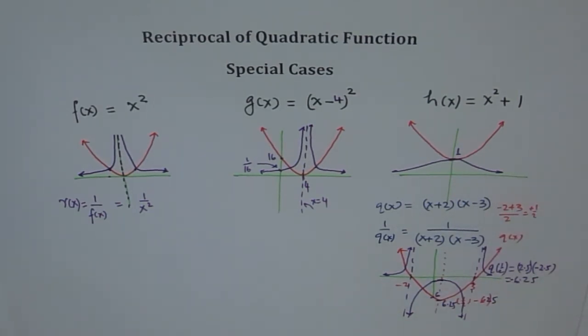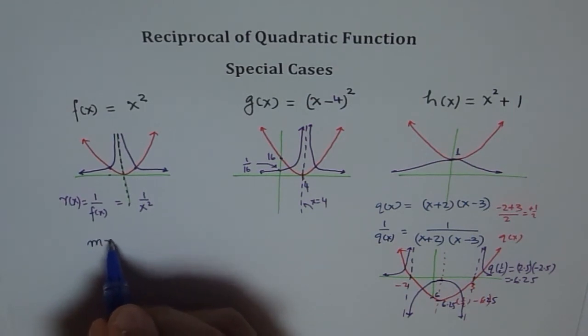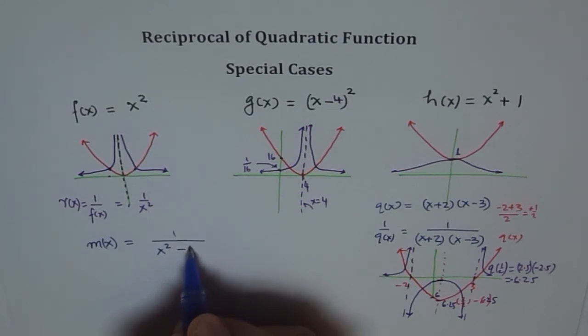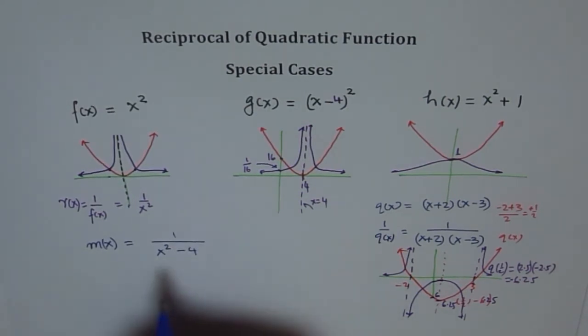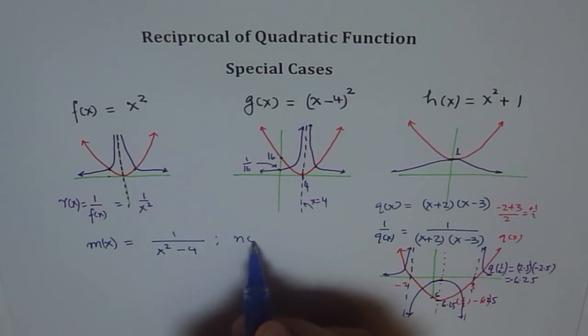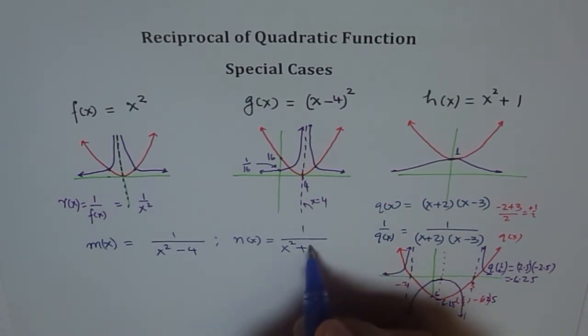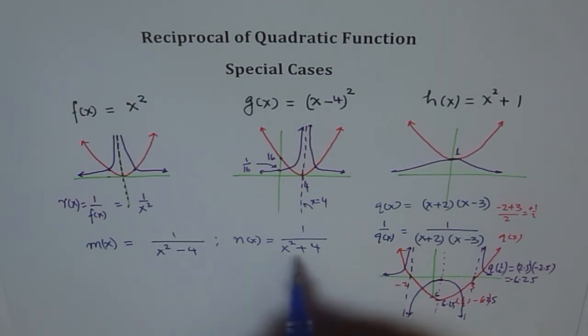Your exercise is, I'm giving you some problems to figure out domain and range for those functions. So let me say m(x) equals 1 over x squared minus 4. Find domain and range for this. And then let me have another function, n(x) equals 1 over x squared plus, let's say, 4. So I'm changing minus to plus, right? And you have to figure out which one will have x-intercepts and which one will not, okay?